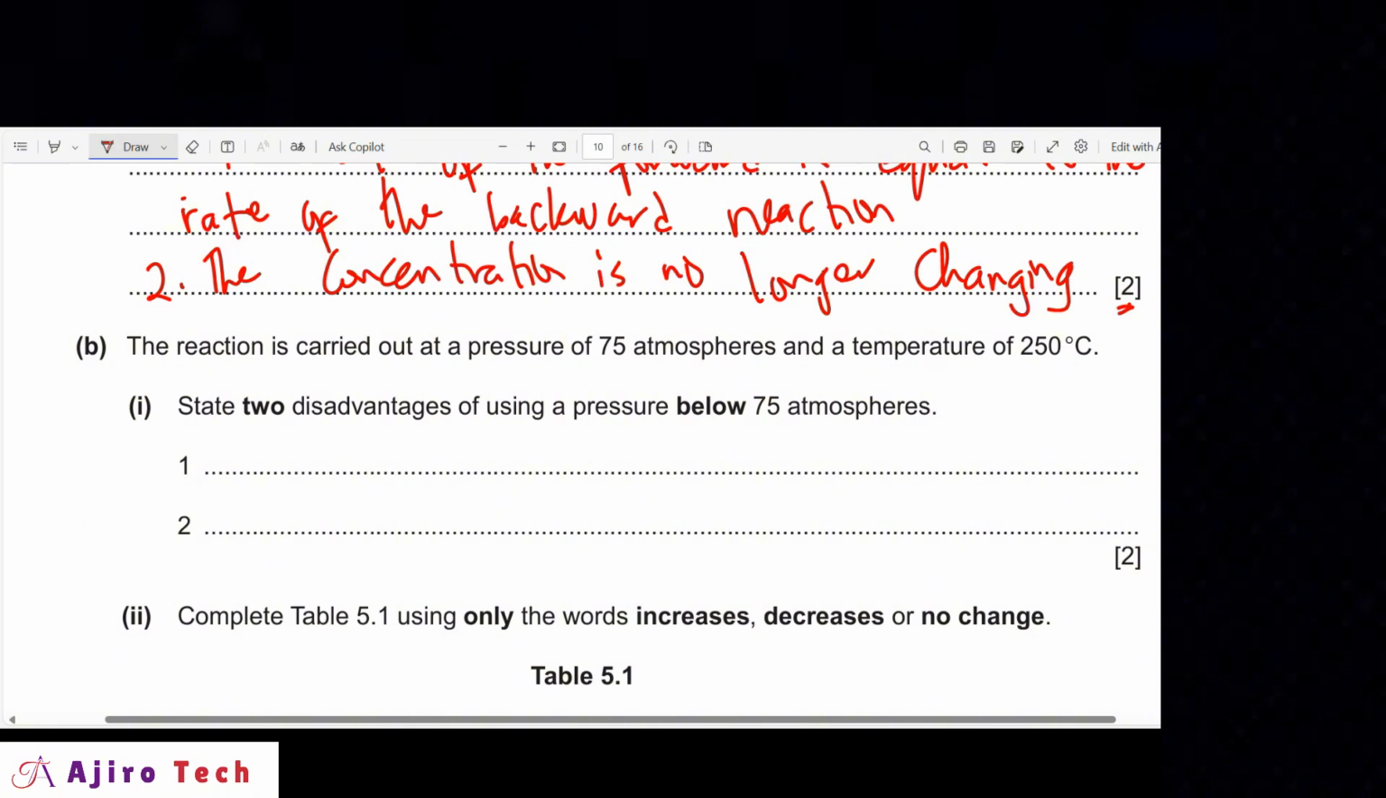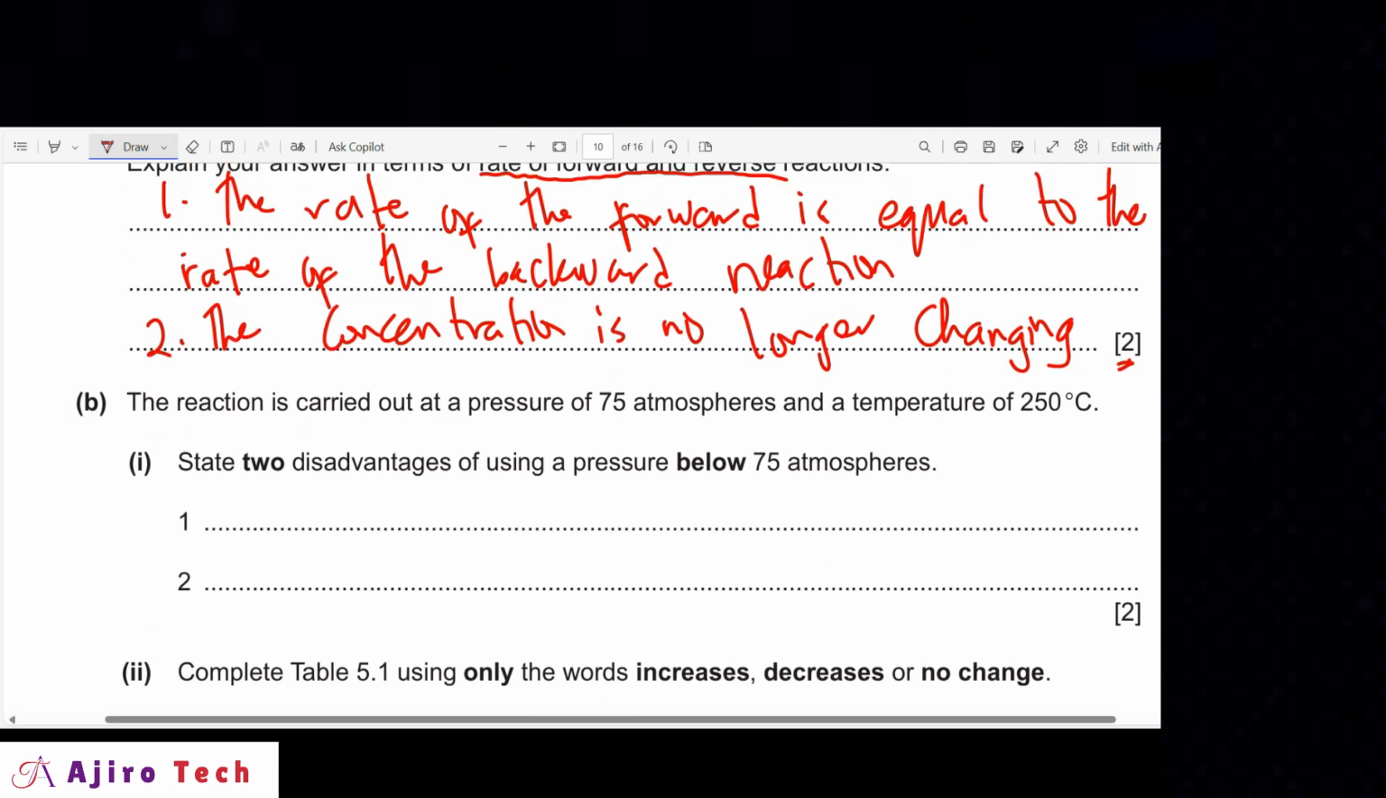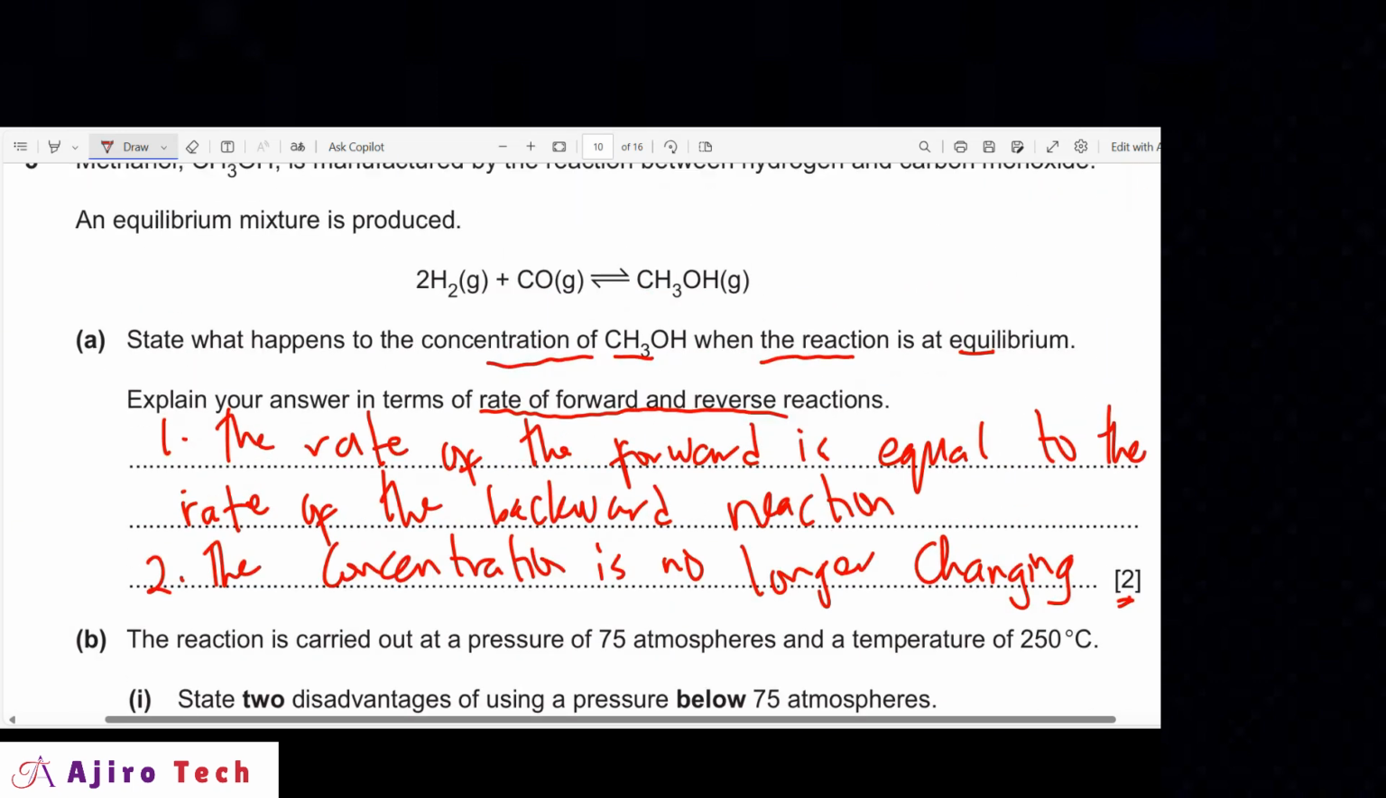Here are two disadvantages of using a pressure below 75 atmosphere. Now, based on Le Chatelier's principle, pressure is dependent on the number of gaseous moles in the reactants and product. So let's calculate the number of gaseous moles in the reactants here. It's simply 2 plus 1. You're looking at the coefficients. So that's a total of 3 gaseous moles.